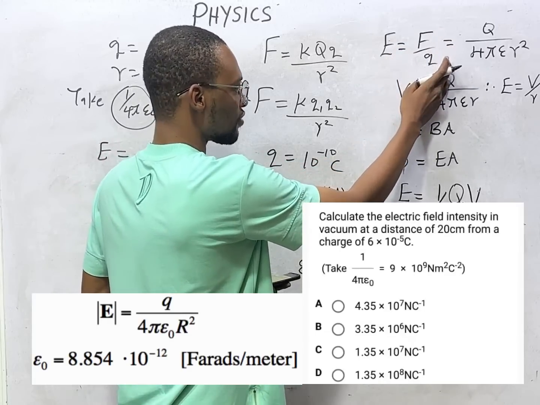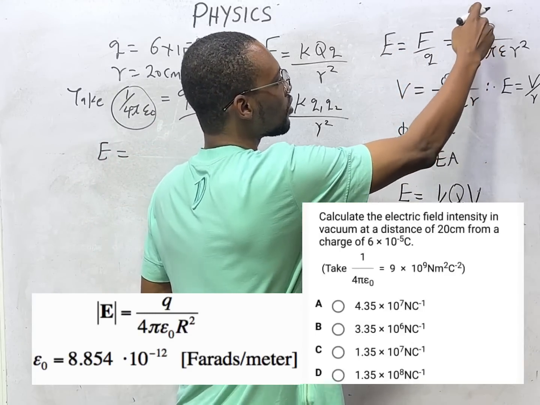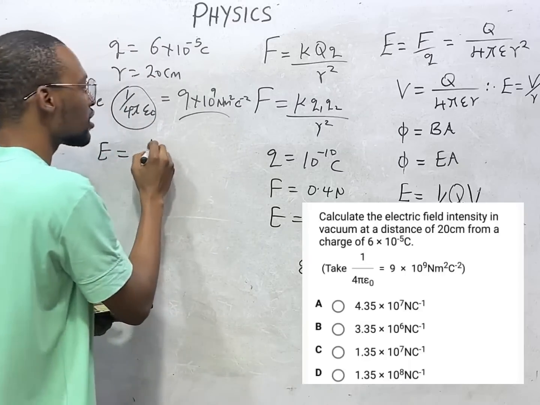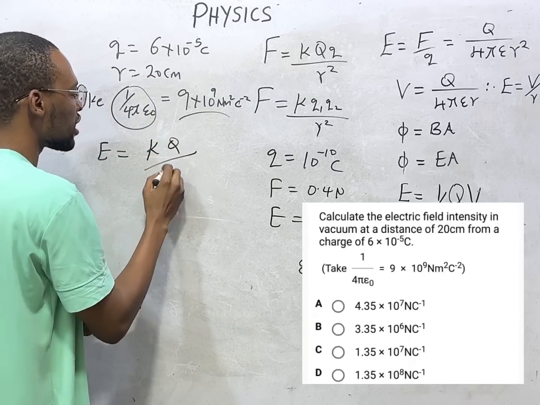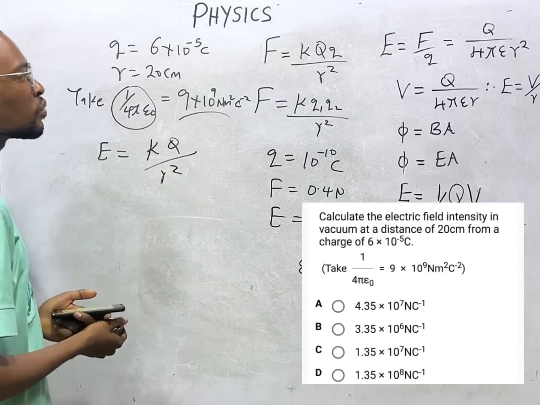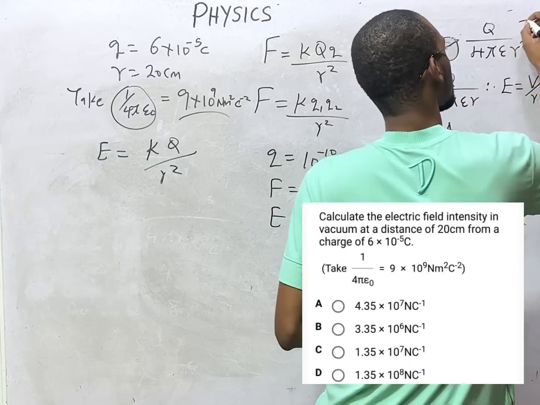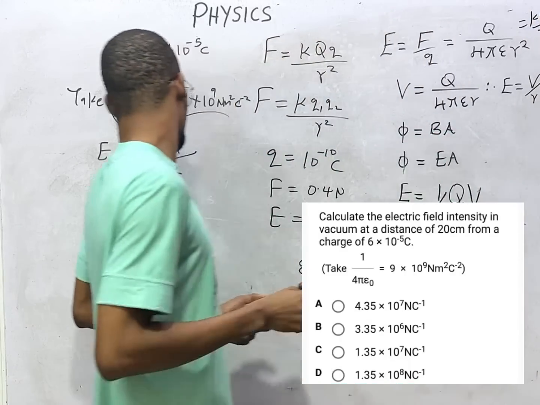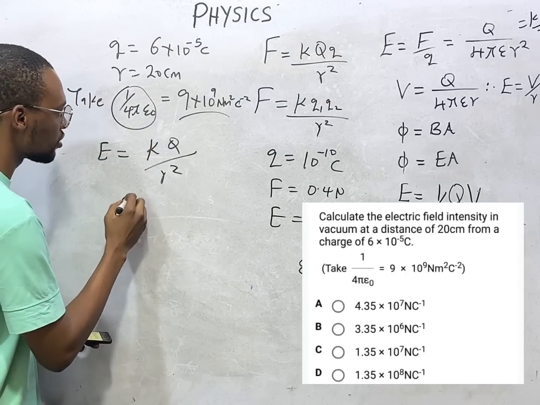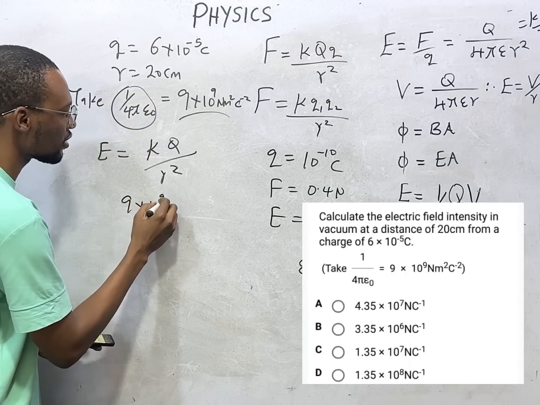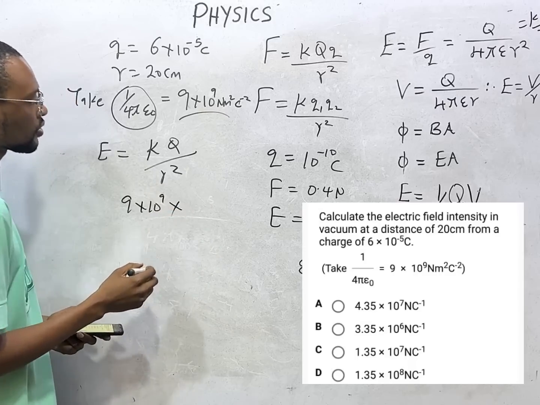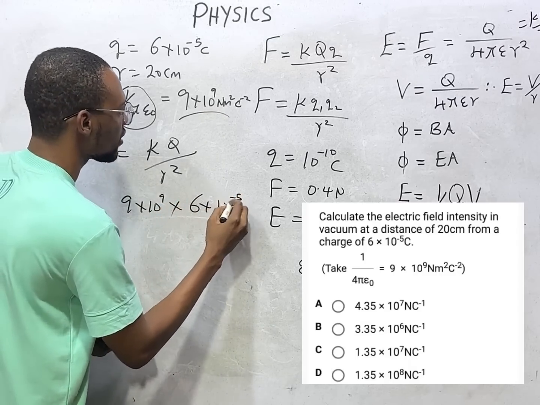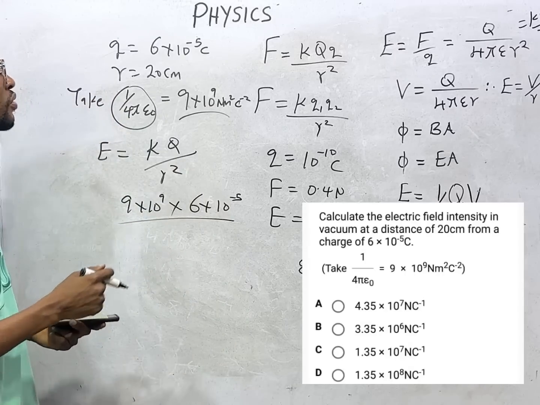force over charge, right? Now, K is 1 over 4 pi epsilon. So this should be K Q over R squared. So this formula will work. This is the same thing as K Q over R squared. And we are given the value of K to be 9 times 10 to the power of 9 times Q, 6 times 10 to the power of minus 5 over R squared.